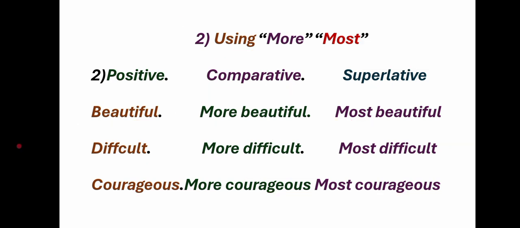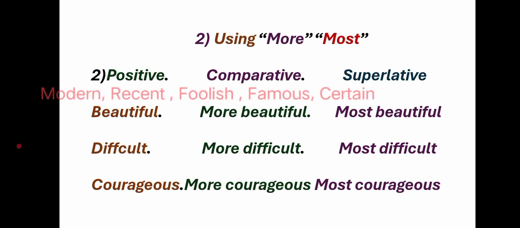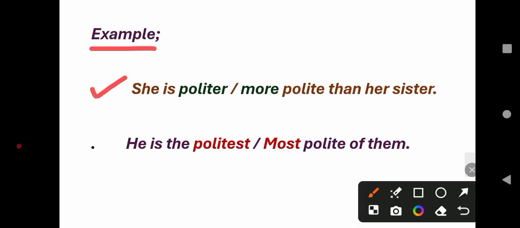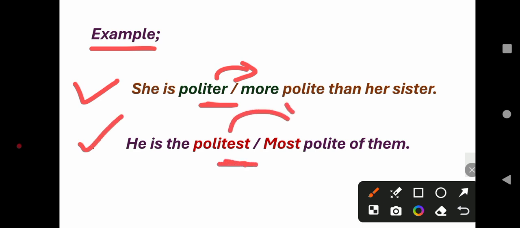And you also remember that two syllable adjectives ending in ful like useful, less like hopeless, ing like boring, and ed like surprised, and many others like modern, recent, foolish, famous, certain, take more in the comparative and most in the superlative. Understand? For example, she is more polite than her sister. Politer ends in er, so we add more in the comparative, more polite than her sister. And the second one is, he is the most polite of them; for est, we add most.